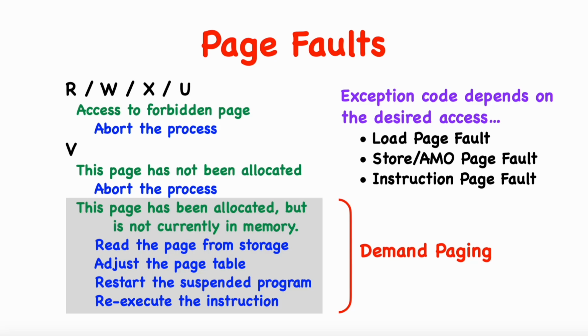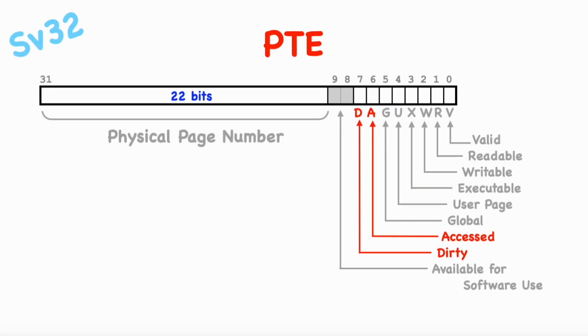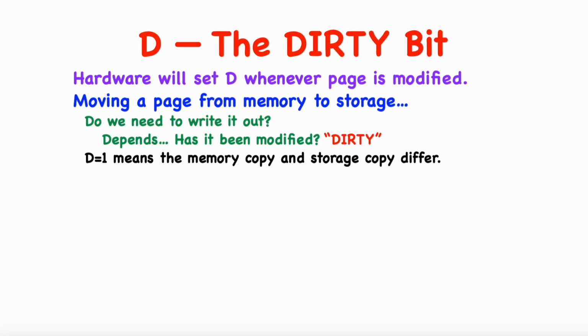The program will continue executing. It will never be the wiser. It will never know that the page fault occurred or that there was ever any kernel involvement, except possibly for a small delay in execution time. Now that we know about demand paging, we're ready to describe the dirty bit and the accessed bit. The dirty bit in the page table entry will be set by the hardware whenever a page is modified or written to. This will come in handy whenever a page is chosen for eviction, that is, when it's chosen to be moved from main memory out to secondary storage. Does the kernel need to write the page out?